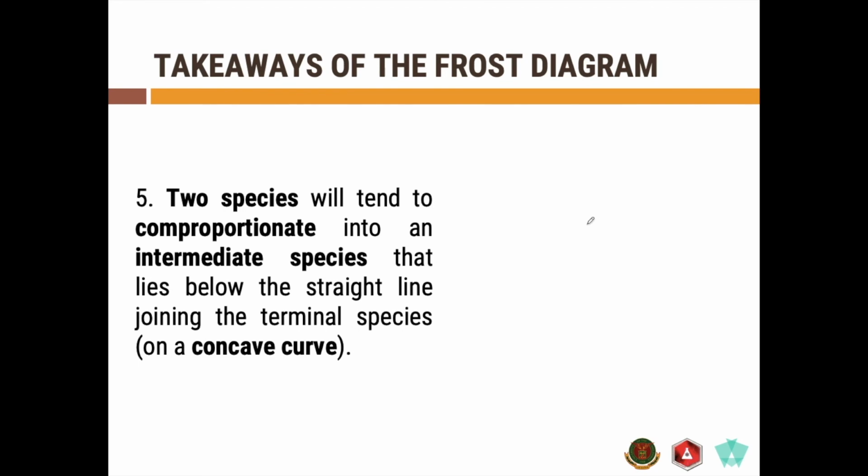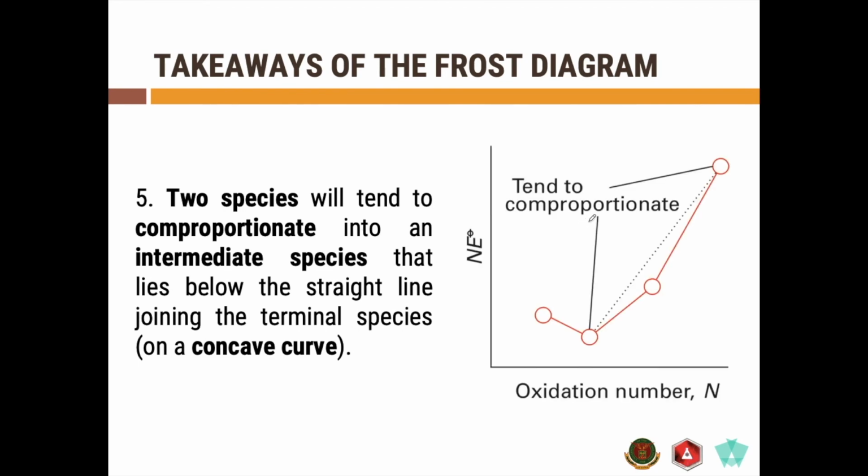The opposite is true if you have a concave curve. So, 2 species will tend to comproportionate. What do we mean by comproportionation? Comproportionation is just the opposite of disproportionation. An example would be if you have silver 2+ reacting with silver. So, same element of different oxidation states producing silver+. So, you can see that it's just the opposite of your disproportionation reaction.